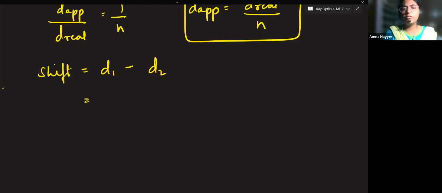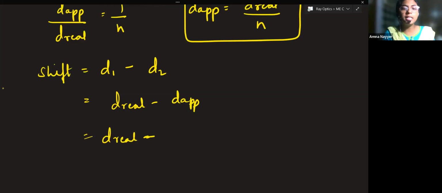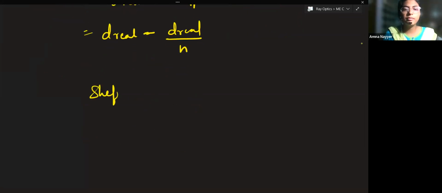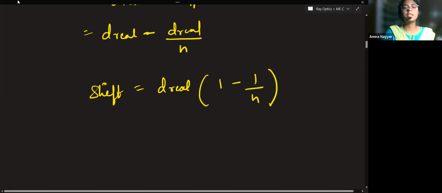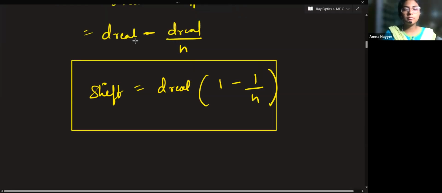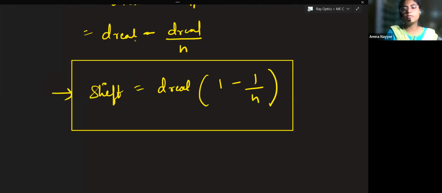Or we can even write it in terms of D real minus D apparent. And we have the formula of D apparent now. D apparent is D real divided by refractive index. So from here you get the formula of shift as D real depth multiplied by one minus 1 by N. This is the formula of shift.